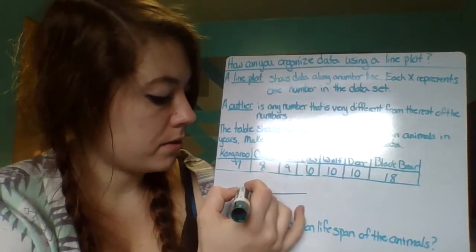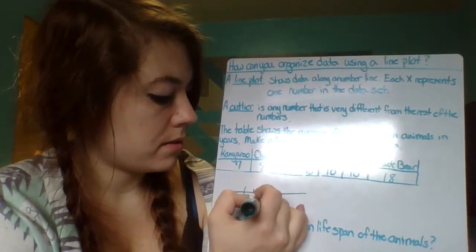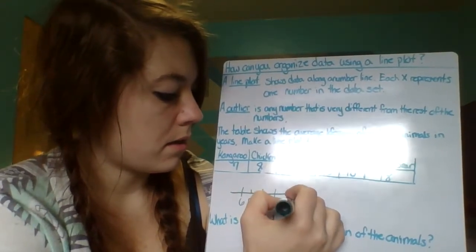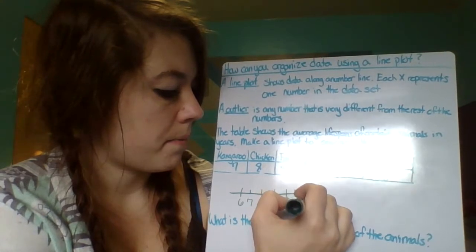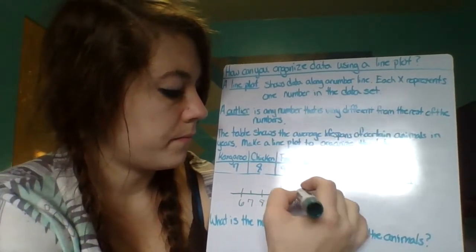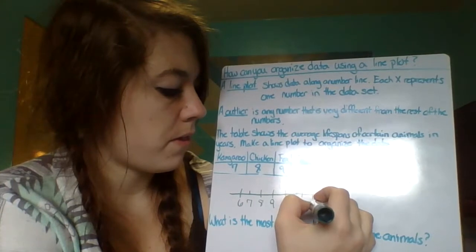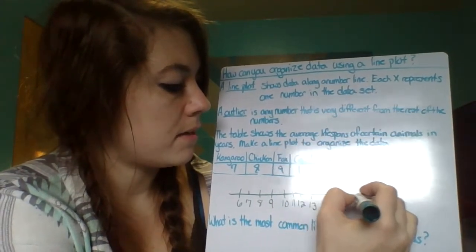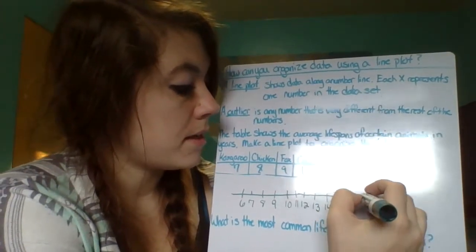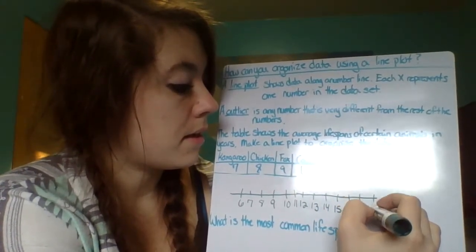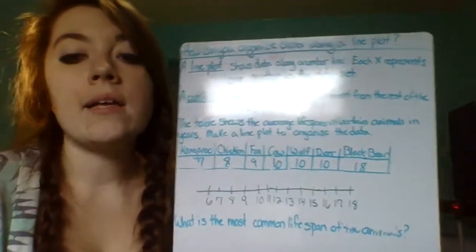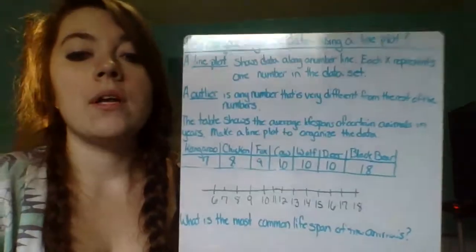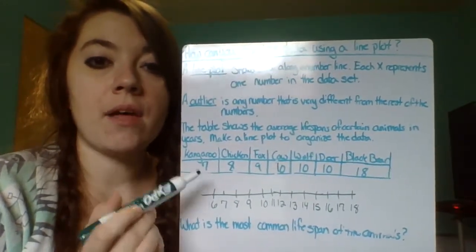So I'm going to go 6, 7, 8, 9, 10, 11, 12, 13, 14, 15, 16, 17, 18. And yes, you do have to include all of those. We're dealing with a number line. We're not going to skip around. So now what we want to do is plot each of these values on our number line.